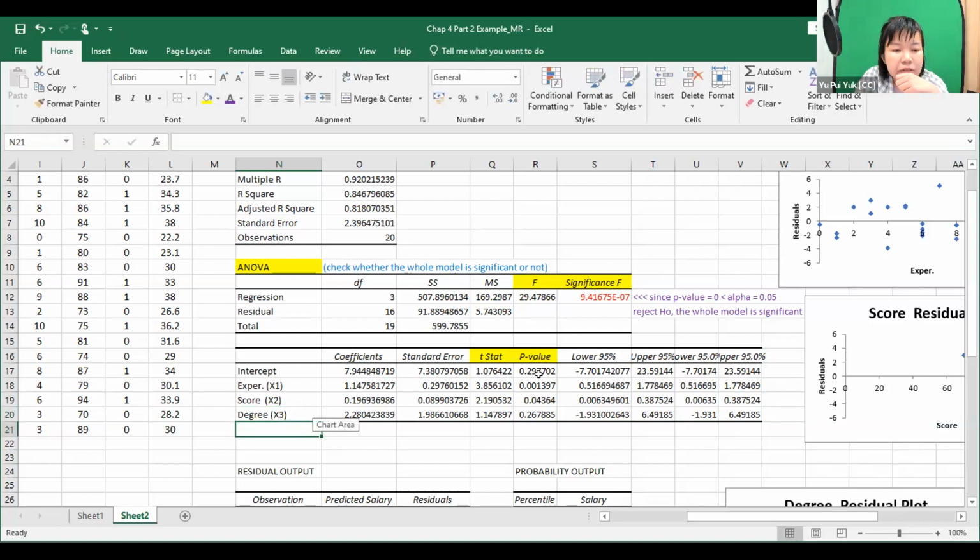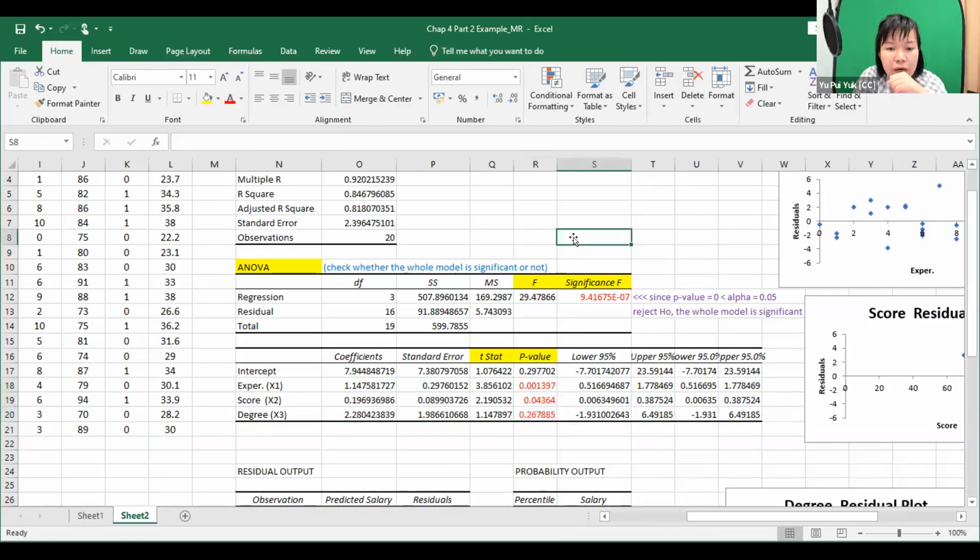So by the p-value, we no need to look at the p-value or do the hypothesis test on the intercept. Just look at the individual x variables, whether they affect the variable y, or whether there is a linear relationship with the variable y individually. So just look at these three. Okay, let me highlight.